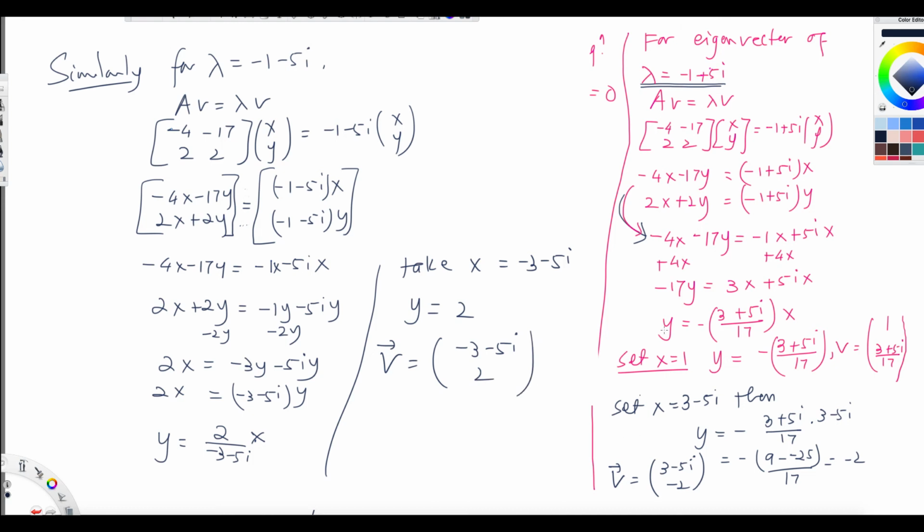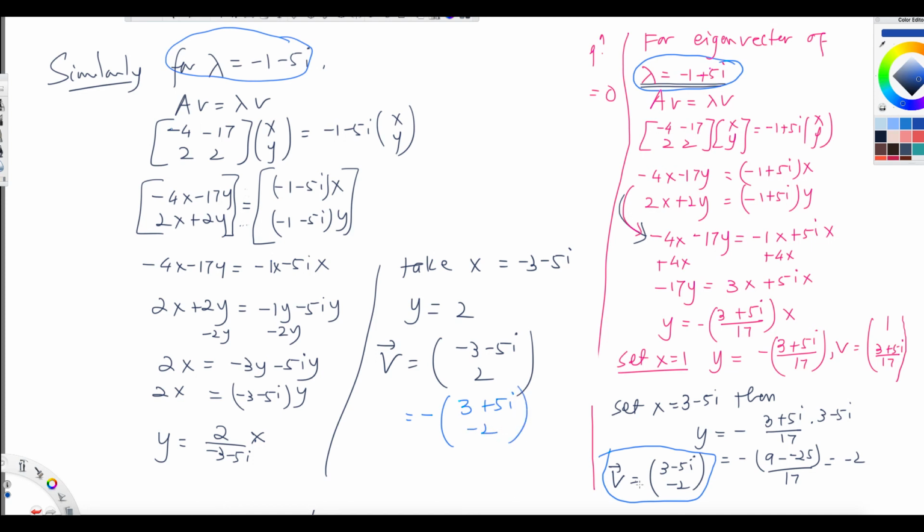So how are they related? Look at this. For the first one, when the eigenvalue was negative 1 plus 5i, then the eigenvector was 3 minus 5i. So how about here? We are taking the conjugate of that, right? This eigenvalue is the conjugate of the first eigenvalue. Then what do you get? V equals negative 3 minus 5i and then 2, right? So if you take the negative sign out, you get 3 plus 5i and negative 2.